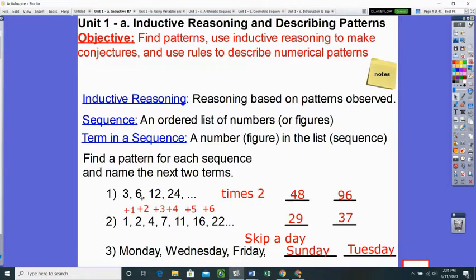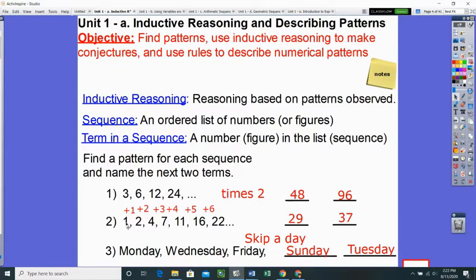Okay, so the first one, 3 to 6 to 12. At first I thought, well, maybe I'm adding 3, but that pattern didn't hold. But multiplying by 2 held. So if I take 24 times 2 and then 48 times 2, my pattern is times 2. That's my description. And then the next two terms would be 48 and 96.